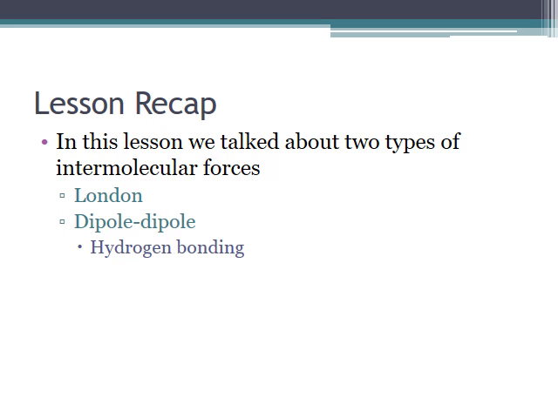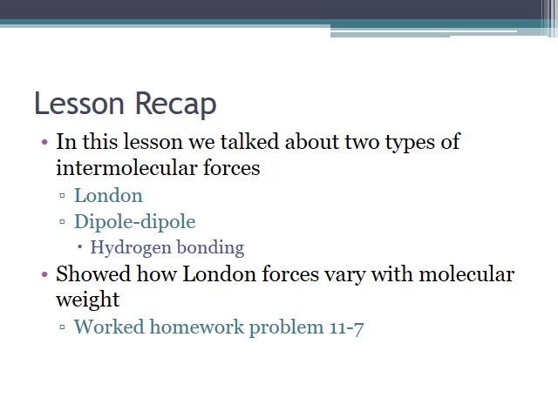So we talked about 2 types of intermolecular forces, the London force and the dipole-dipole interaction, and its subset hydrogen bonding. We showed how London forces vary with molecular weight. We worked the Wiley problem.